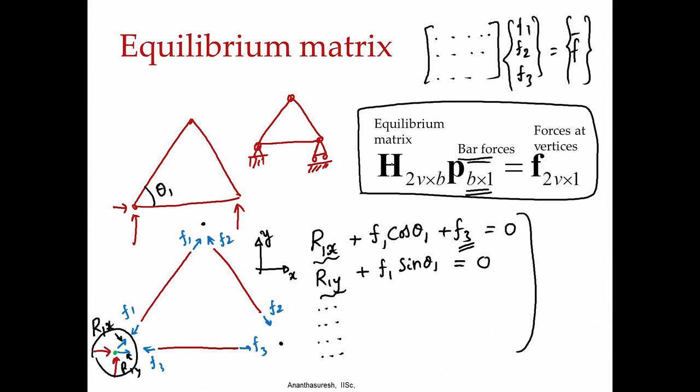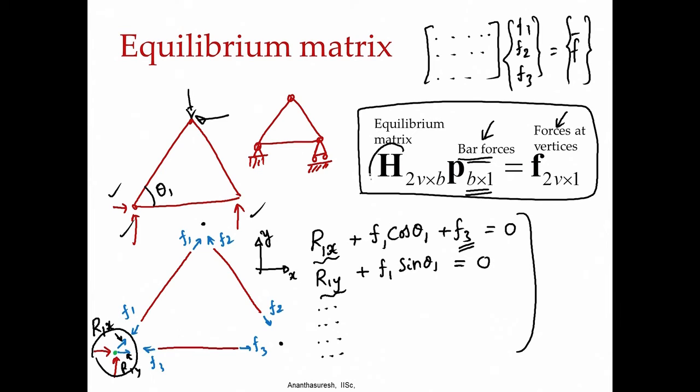All we are doing is putting the equilibrium equations in matrix form, so that the bar forces are unknowns, and the forces at the vertices are known to us. Of course, the reactions we do not know. But if we apply static equilibrium for the whole truss, you can actually calculate these reaction forces for given applied forces on the truss. You know how to do that, right? That is what this equilibrium matrix means.